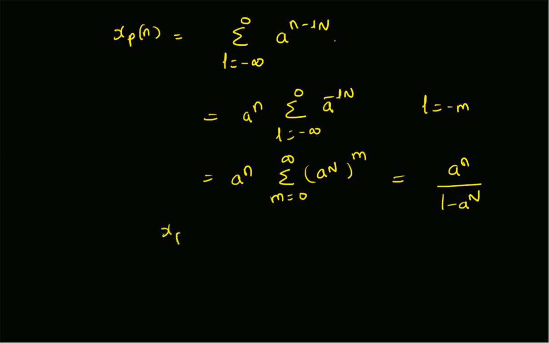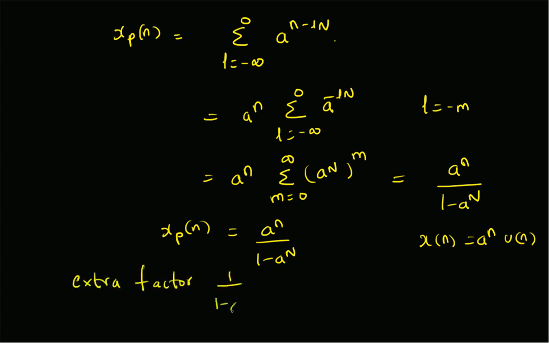So that means xp of n is equal to a power n by 1 minus a power N, and the actual sequence x of n is a power n into u of n. So clearly there is an extra factor 1 by 1 minus a power N. This is due to aliasing. It is due to this formula. Next we can also notice that as the value of capital N goes to infinity, this xp of n actually becomes a power n. That means as the signal xp of n becomes aperiodic, xp of n will be the same as x of n.